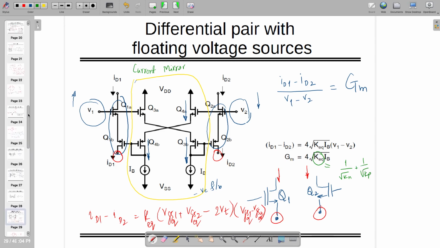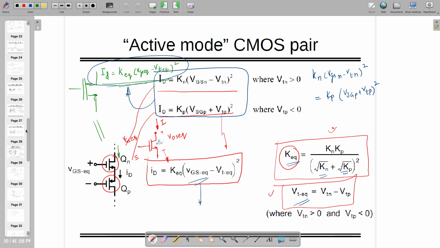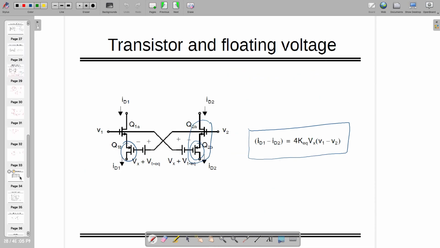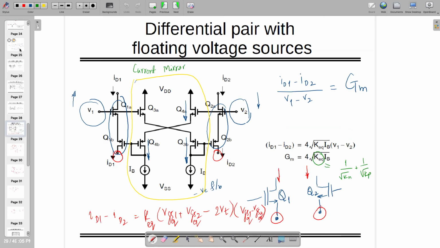Or maybe I need to look at that because I don't remember. So Kn Kp divided by root Kn plus root Kp square. So it's coming from here.